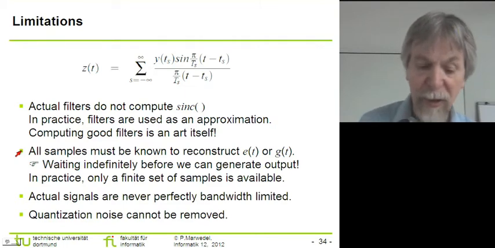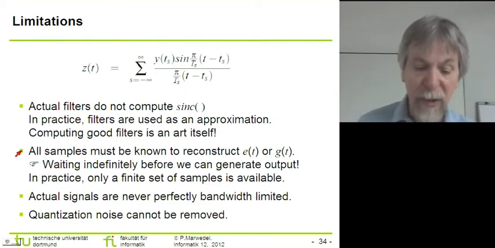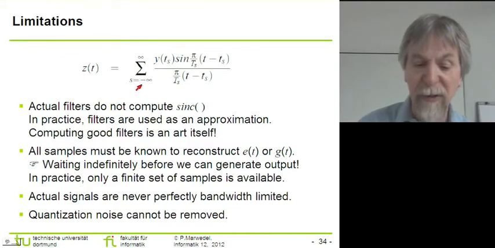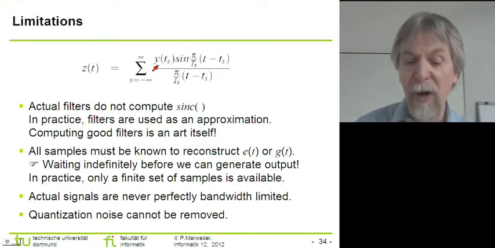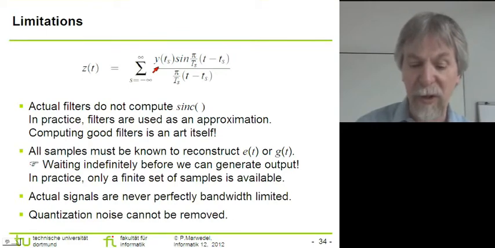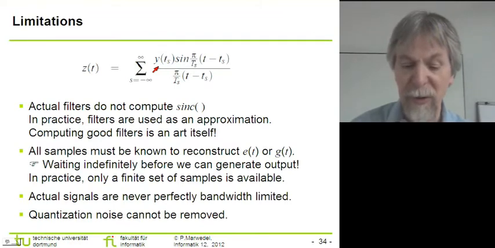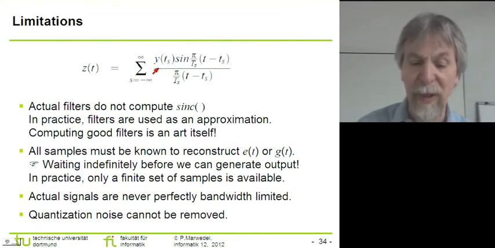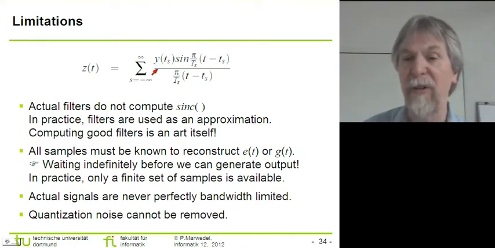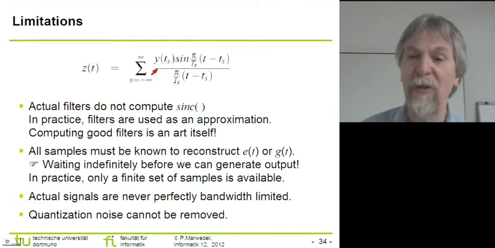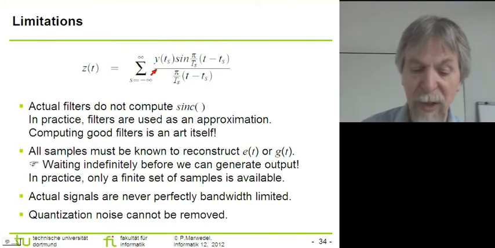The second limitation is this one. The second limitation results from the fact that this is a sum running over all the samples of the past and the future. Now obviously we don't know all the samples of the future, so it's not really possible to take all of them into account. We can delay the signal by a few samples, and in this way we can have a kind of knowledge of some future samples, but it's not possible to know all the future samples, so therefore there is a second limitation with respect to this reconstruction.